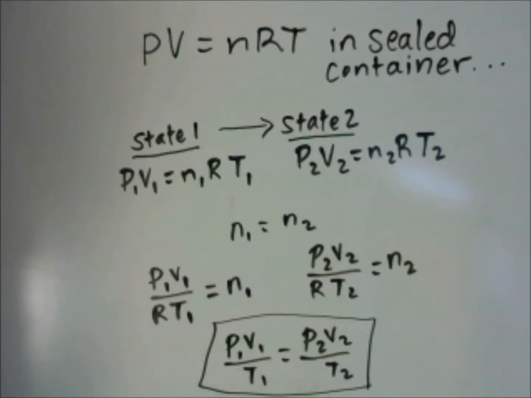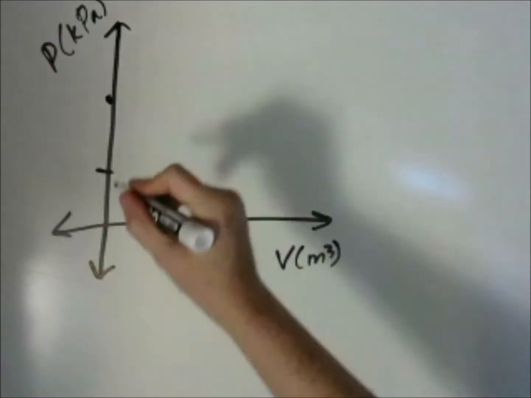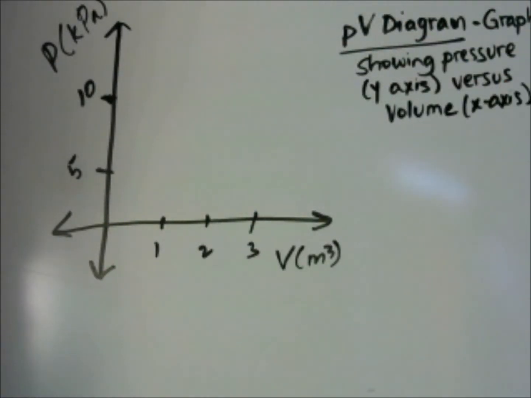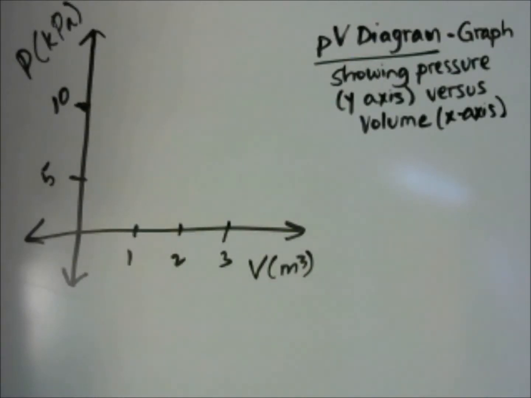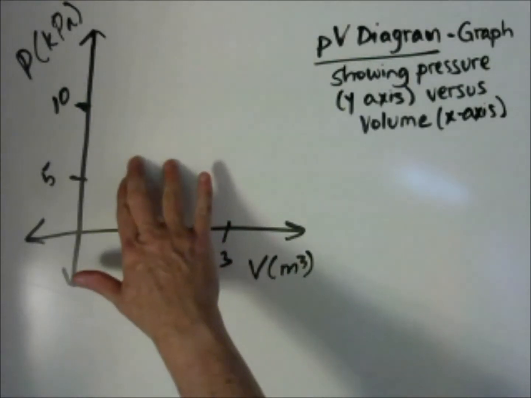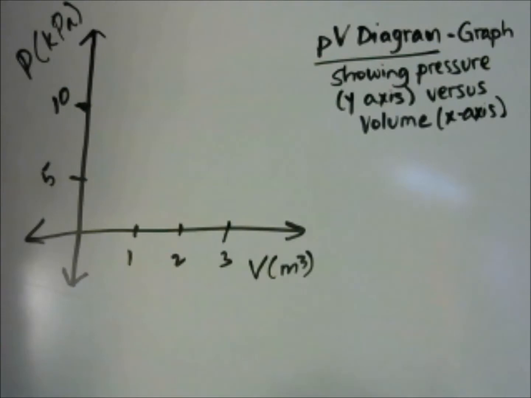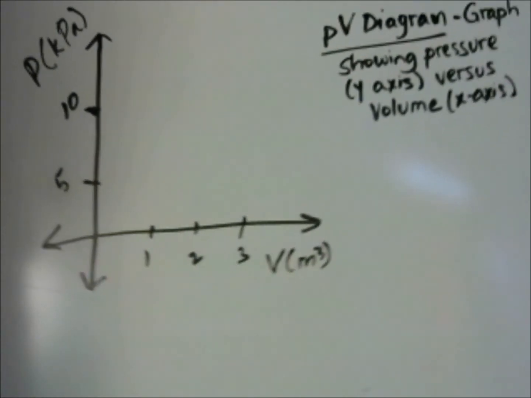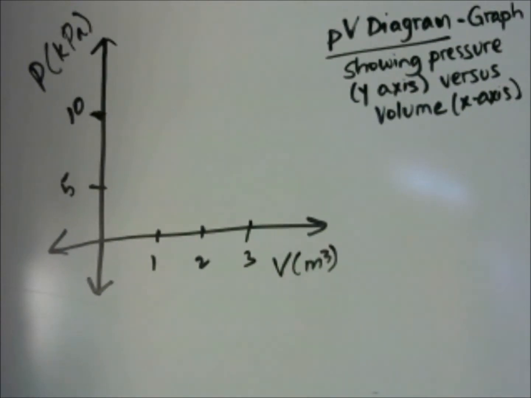Now, a lot of times when we look at these problems, we're going to be using a graph called a PV diagram. A PV diagram is a graph showing the pressure on the y-axis versus the volume on the x-axis. It doesn't matter which variable we're changing first and which is dependent, which is independent. We always do our PV diagrams this way, and that way we can make generalizations about the trends of the PV diagrams.